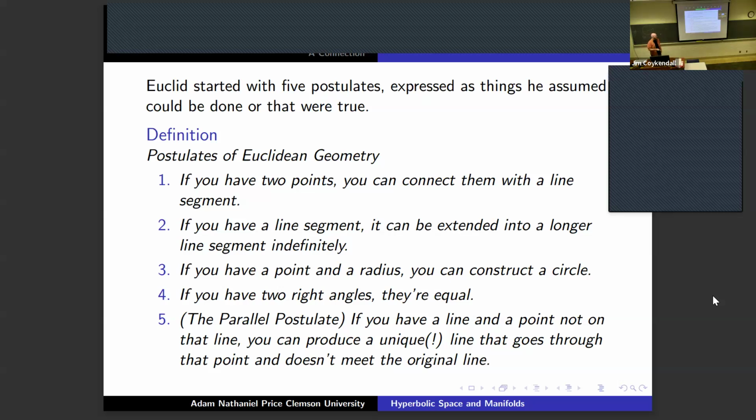The parallel postulate, special. It states that if you have a line, any old line, and any point not on that line, you can draw a unique line through that point that never meets the original line. So the basic thing is you can draw a line that never meets this, and it's unique. That gives rise to Euclidean geometry, and this one is the big one. If you change it, things get weird, and we'll get into that later. That's what hyperbolic space is.